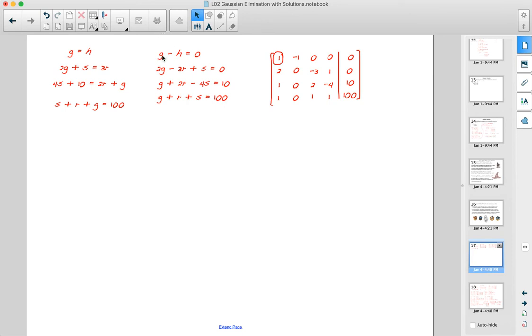This pivot was already 1, so I'm just going to write them in the order I see. Maybe above this, I will note that this is G, alphabetic order, H, R, and S. So 1, negative 1, 0, 0, 0 from this next equation. 2, 0, negative 3, 1, and 0 from this next equation. Remember, none of these 3 equations have H's. It's going to be 1, 0, 2, negative 4, and 10. And from this last equation, it's 1, 0, 1, 1, 100. And what you're going to do is, I've already circled the first pivot for you.